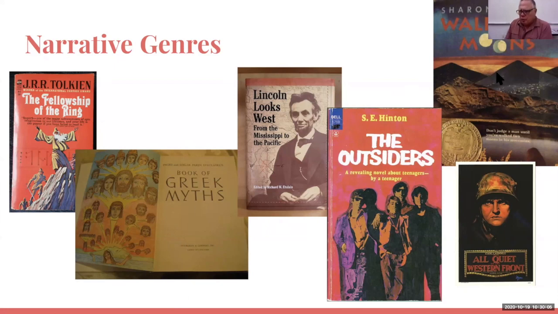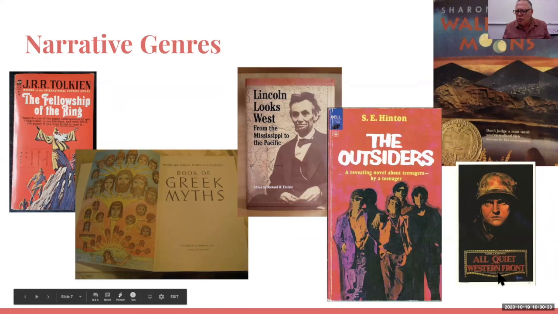One of the books that we will read before the year's out probably is Walk Two Moons, written by Sharon Creech. And it also is a realistic fiction. All Quiet on the Western Front, that is what we call historical fiction, because it is involved with very, very concrete historical circumstances, but the characters themselves are not historical. All of these have story. They are all narrative.